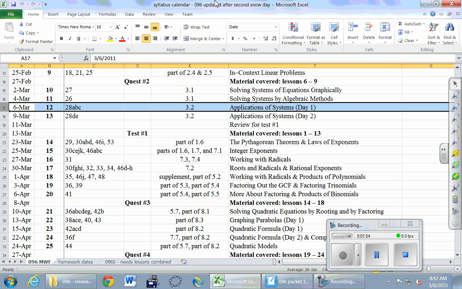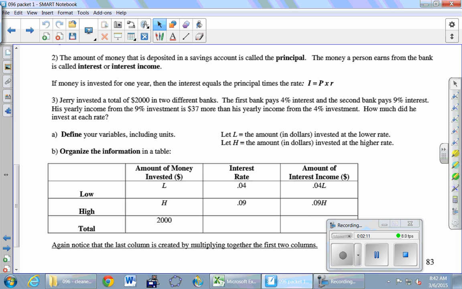Other questions on the calendar? Yes, so you can bring in a reference sheet of your own creation, and it's not too early to start making that. Other questions? Okay, good questions.